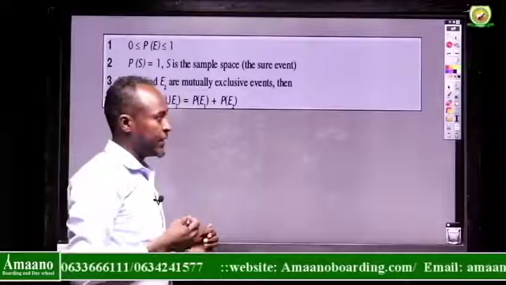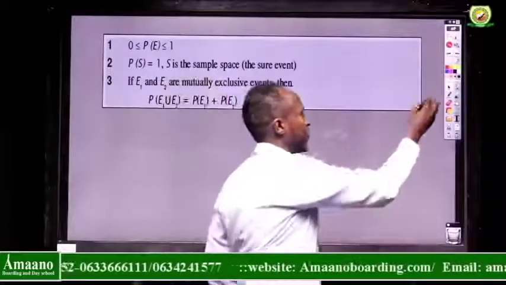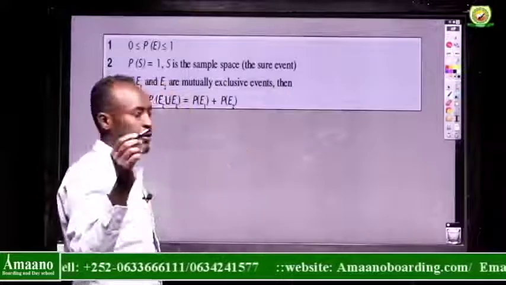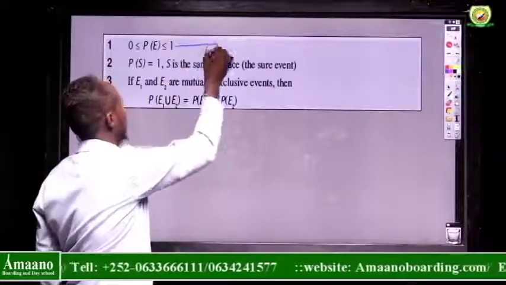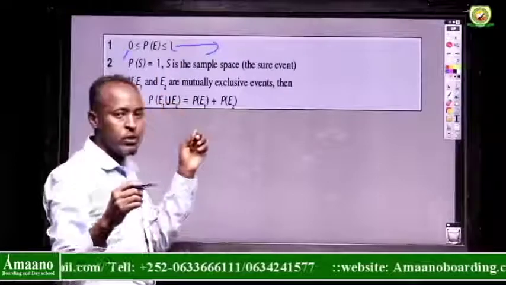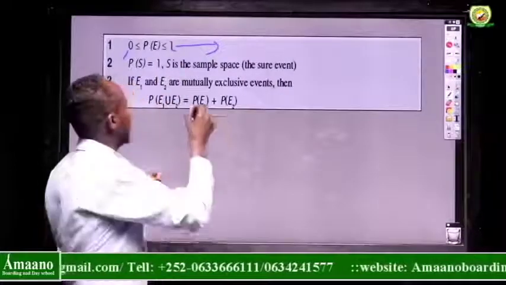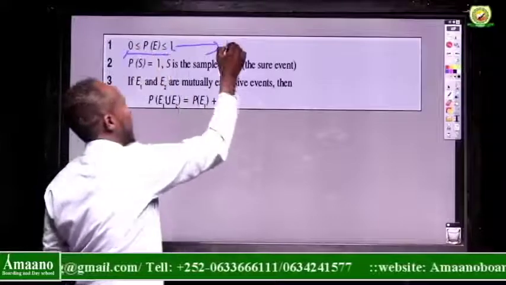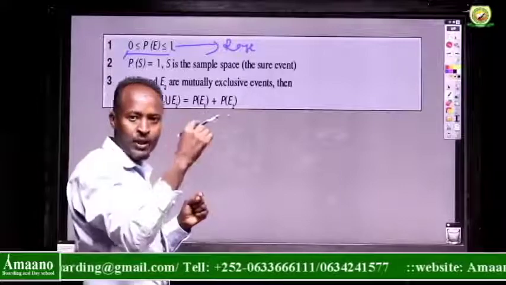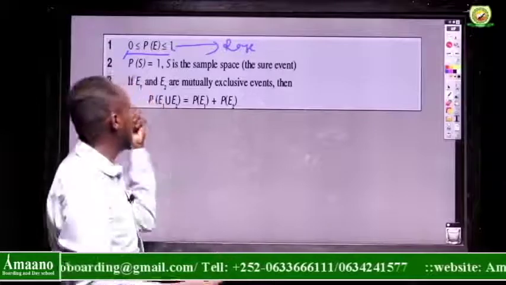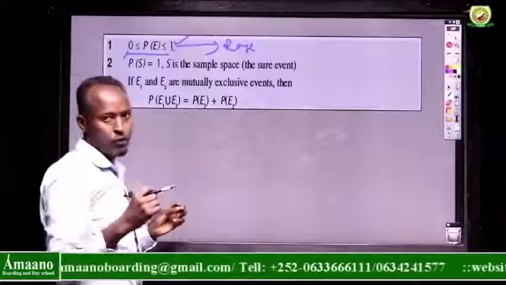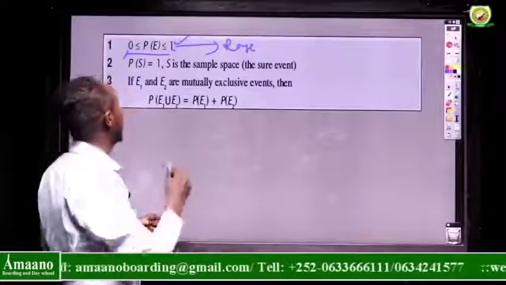Okay, this is the axiomatic approach. From probability, we have axioms. What are those axioms? The probability of any event is greater than or equal to 0 and less than or equal to 1. That is the range of probability. There is no probability of an event which is bigger than 1 or less than 0. That is one axiom, or one postulate, from the rules of probability.